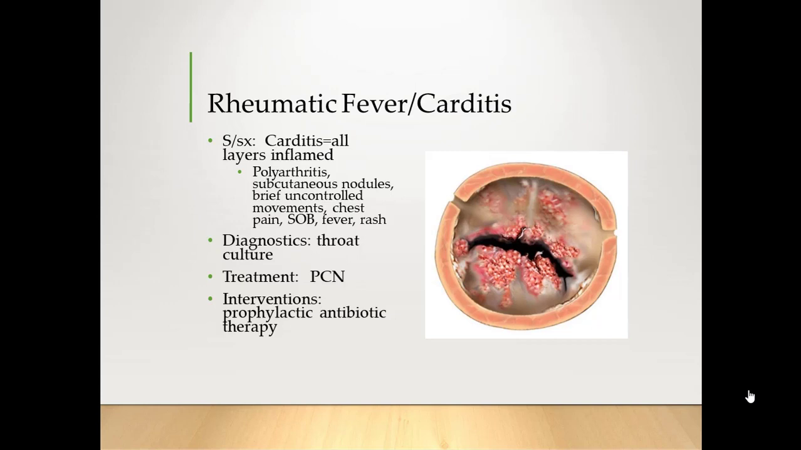Throat cultures will be done to diagnose because it starts out as a strep infection. Penicillin is the treatment of choice. And then interventions after someone has had rheumatic fever, carditis, or a valve replacement: these people are going to be on prophylactic antibiotic therapy. So anytime they're going in to do procedures or dental work, they're going to be on an antibiotic.